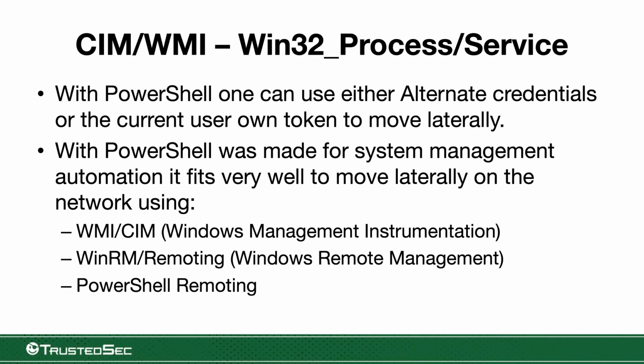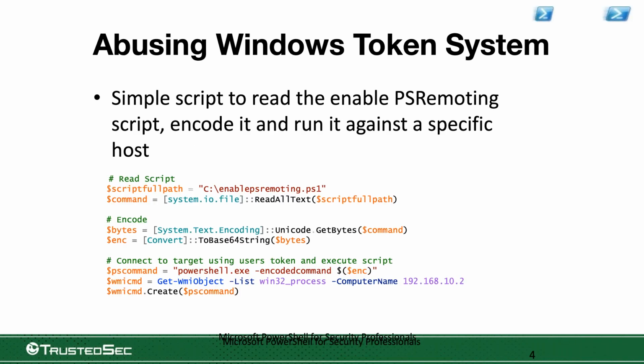And typically what I'll do is I'll do something like this. I'll grab a script, I'll read the entire content of that script, I'll encode that as base64. I set up my command, which is PowerShell.exe -EncodedCommand. And then I'll do Get-WmiObject -List Win32_Process, connect to the other computer. So I'm using the token of that user. And then I'm just doing WMI Create and I'm creating a command. Also, I can just give it a list of commands and it will execute all of those blindly in the target host.